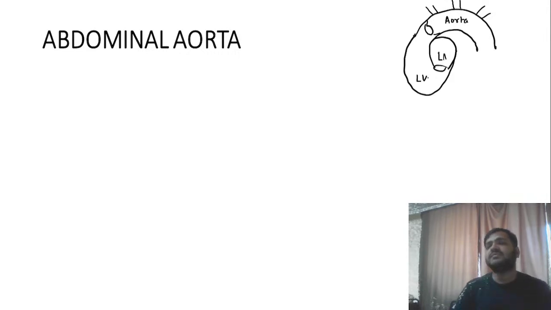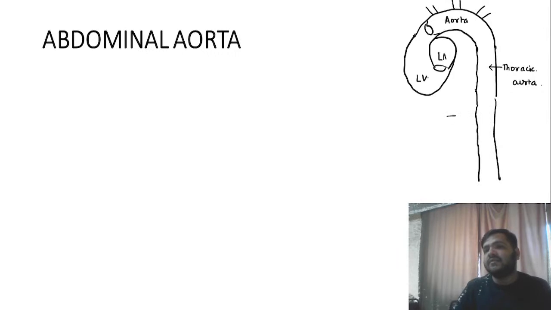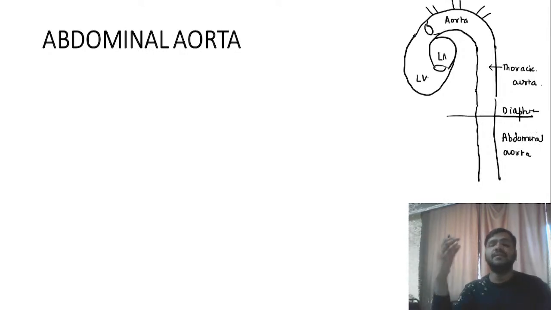The region in which it is descending is the thorax region, so this aorta is named the thoracic aorta. Apparently, it continues below the level of the diaphragm as the abdominal aorta.